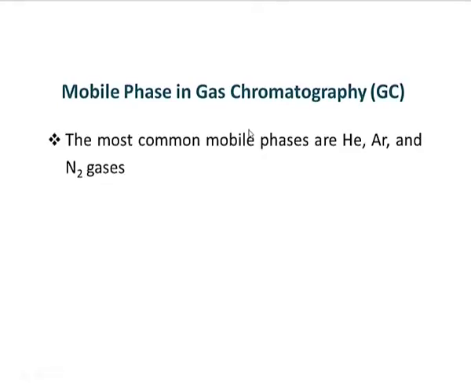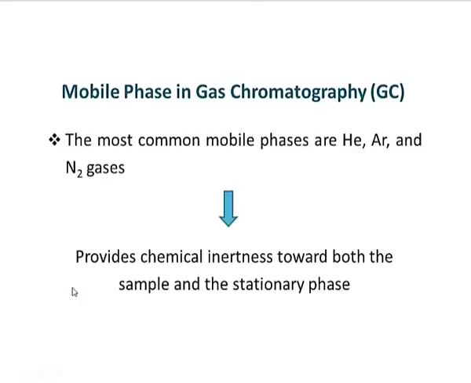Now, in gas chromatography, as one would establish, the gas is the mobile phase, and the most commonly used gases are inert gases. It could be helium, argon, or nitrogen. Most generally, the gases we use are helium and argon. We also sometimes use hydrogen as a mobile phase in gas chromatography. All these gases provide chemical inertness towards both the sample and the stationary phase. They do not interact with either the sample or the stationary phase.